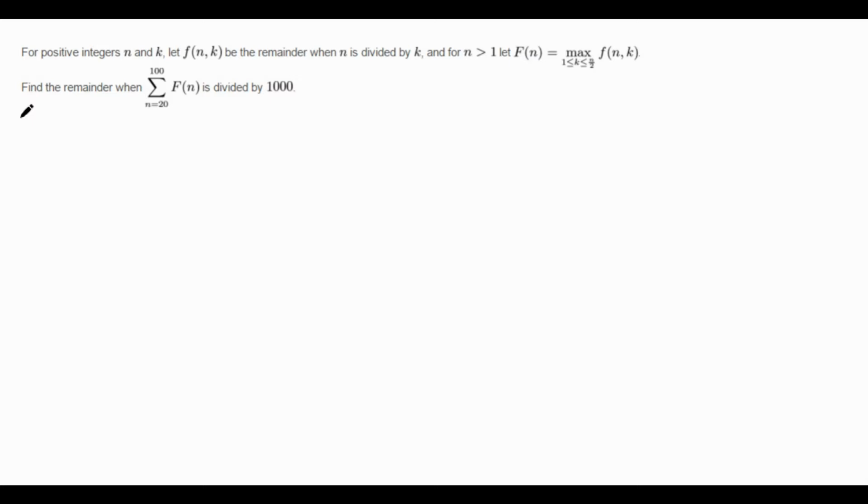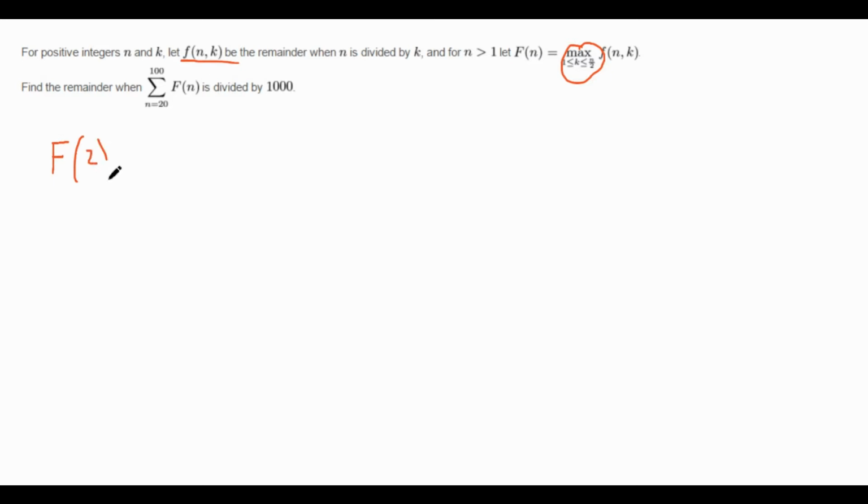So first of all, when we first read this question, it's really overwhelming with all this confusing notation, like f(n, k) and then the sum from n equals 20 to 100. So for these types of problems, the first thing I like to do is to get a sense of how the problem works. And to do that, for this problem, I first list out values of big F.